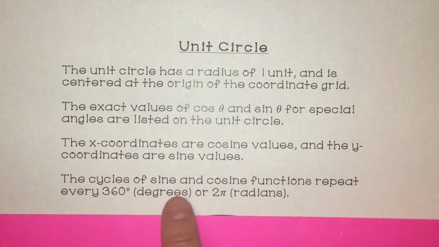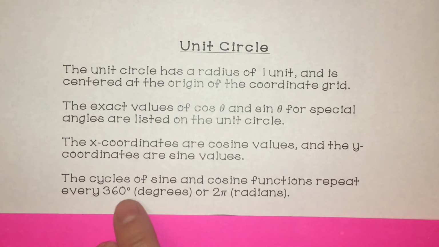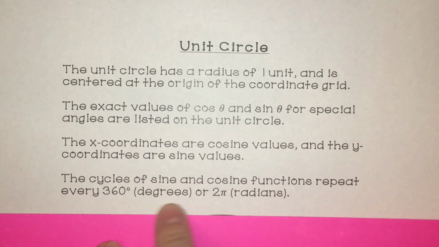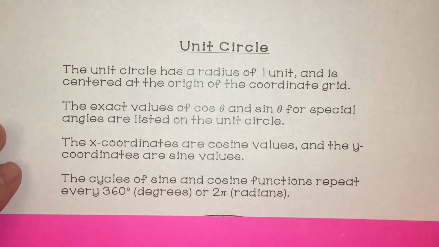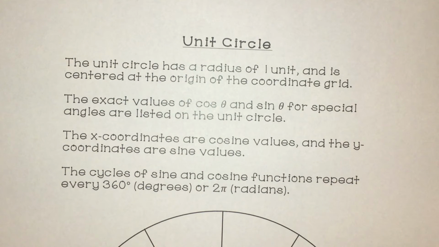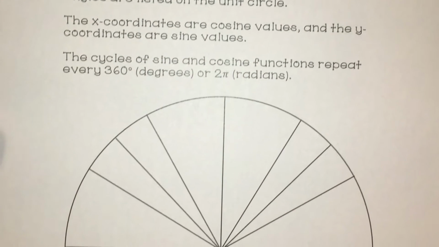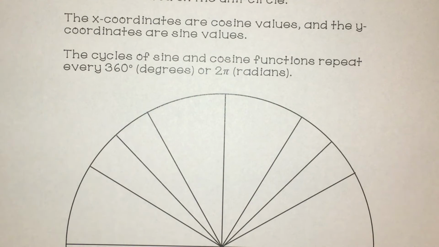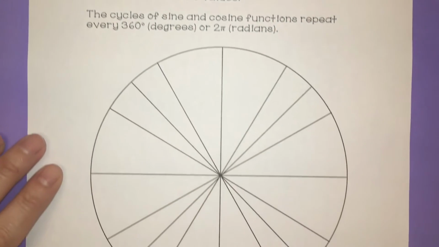So the cycles of sine and cosine functions repeat every 360 degrees or 2 pi, which would be radians. If we're using the actual degrees, the units are degrees, but if we're using pi, it would be referred to as radians. So it's the type of measurement, the unit of measurement that you would measure it with. And if you're using a graphing calculator, you can actually switch between degrees and radians. So we're just going to look at the unit circle.